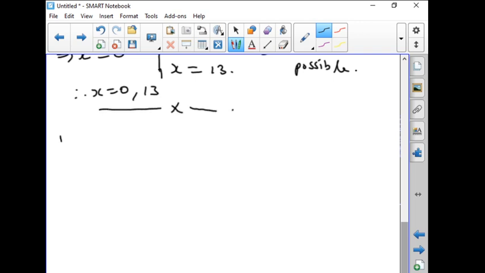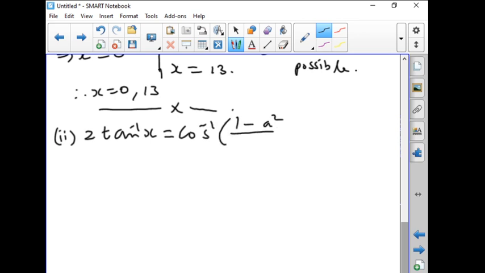Okay, second subdivision. 2 tan inverse of x is equal to cos inverse of (1 minus a square) by (1 plus a square) minus cos inverse of (1 minus b square) by (1 plus b square), where a is greater than 0 and b is greater than 0. We have to prove this.